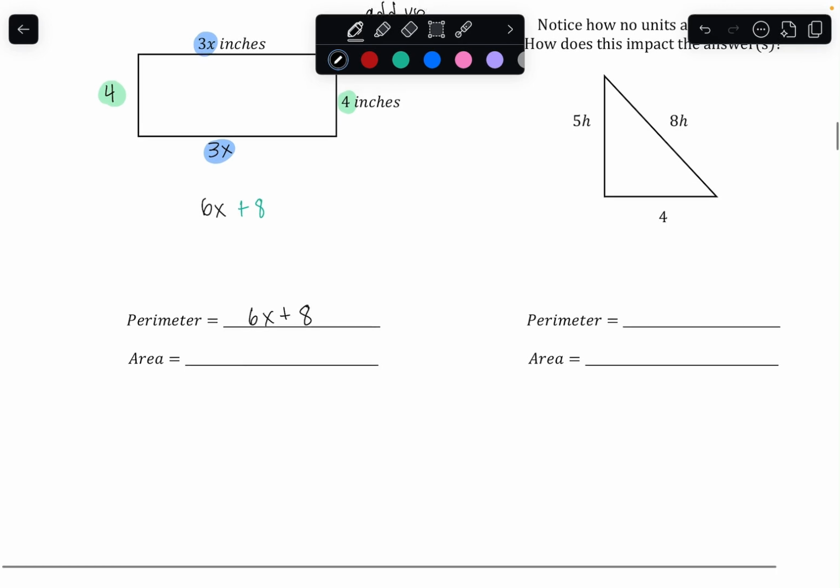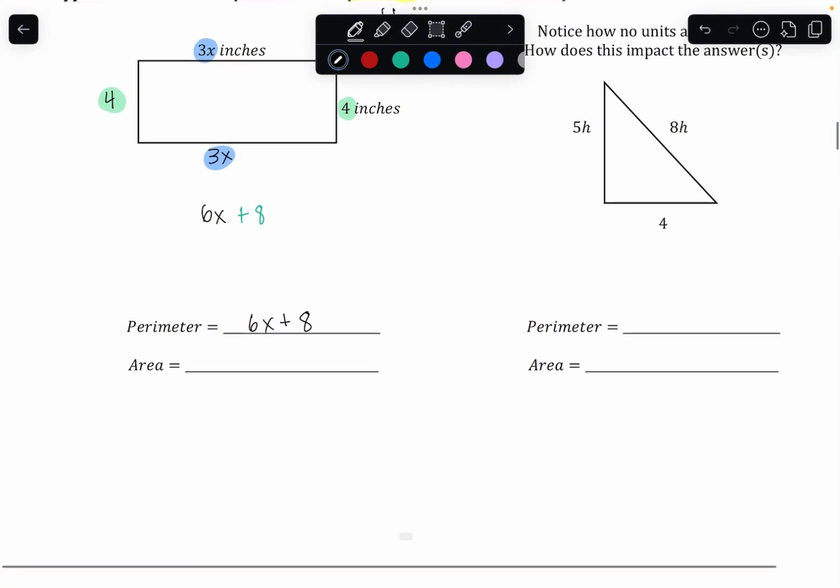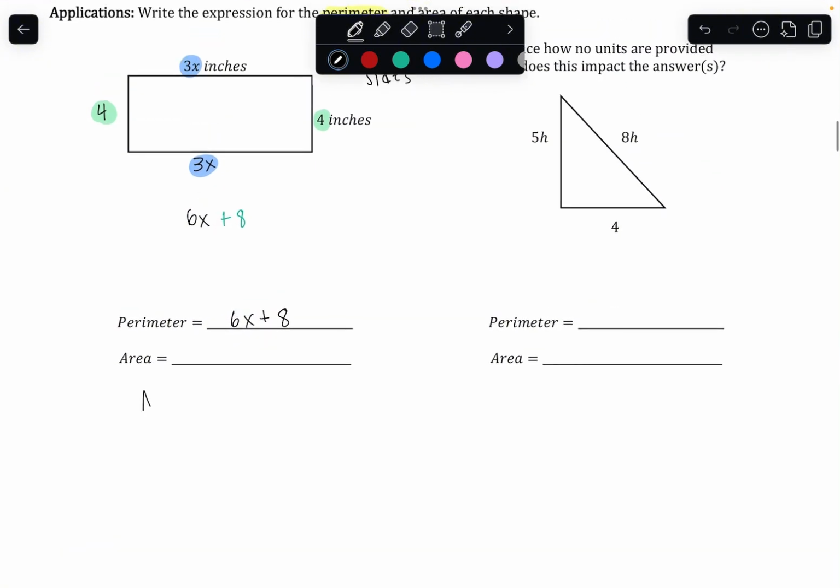For our area, that's when we multiply the length times width. Okay, so in this case, our length is 4, and then our width is 3x. And so 4 times 3x is just 12x.